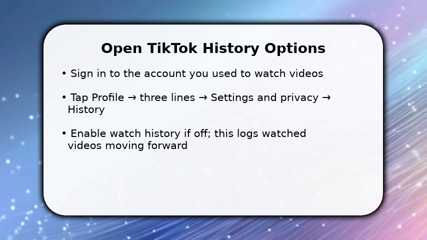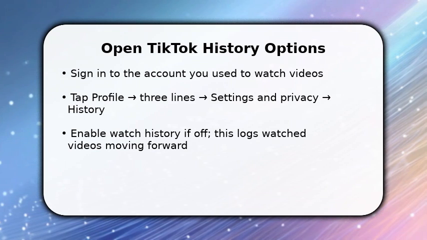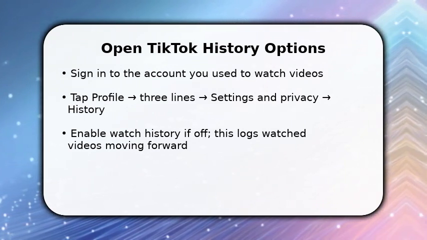You're starting inside the app. Open your profile and tap the three-line menu. Once there, go to Settings and Privacy and choose History so you can access watch records.